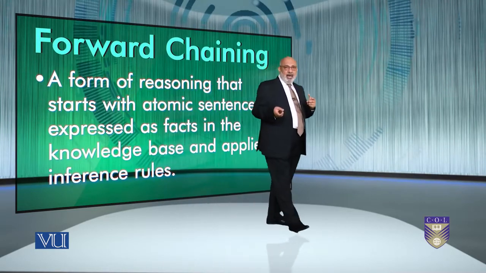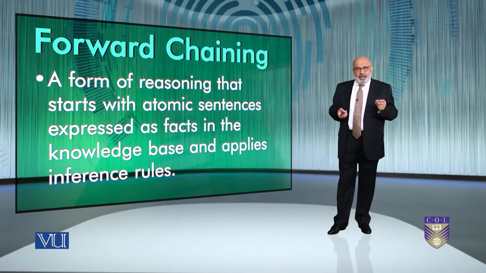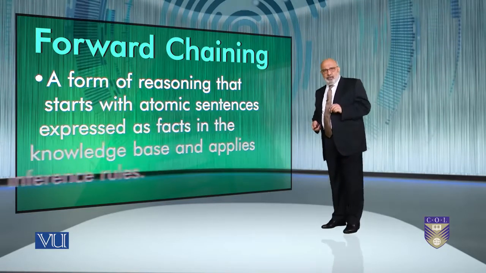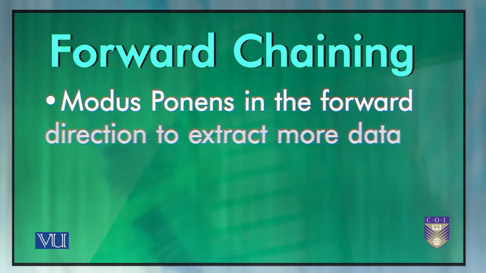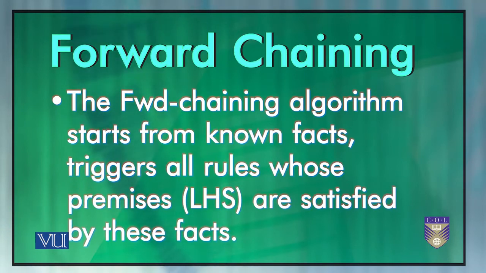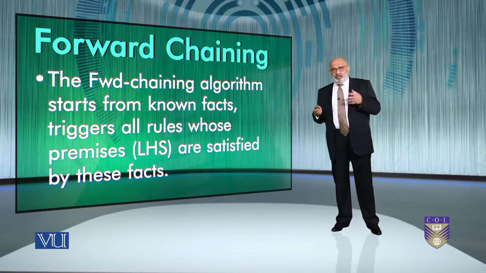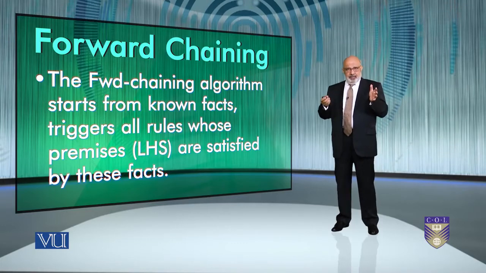So it's a form of reasoning which starts with atomic sentences expressed as facts in the knowledge base and applies the inference rules, modus ponens, in the forward direction to extract more data until a goal is reached. Forward chaining algorithms start from known facts and trigger all those rules whose premises, remember premises, if I am sleepy, I will go to bed. This can be expressed both as a predicate in predicate logic form, or in the form of a rule: if I'm sleepy, then I will go to bed. In terms of rules, the statement 'if I'm sleepy' is the left-hand side, the premises of that rule, and the right-hand side is the conclusion: then I will go to bed.